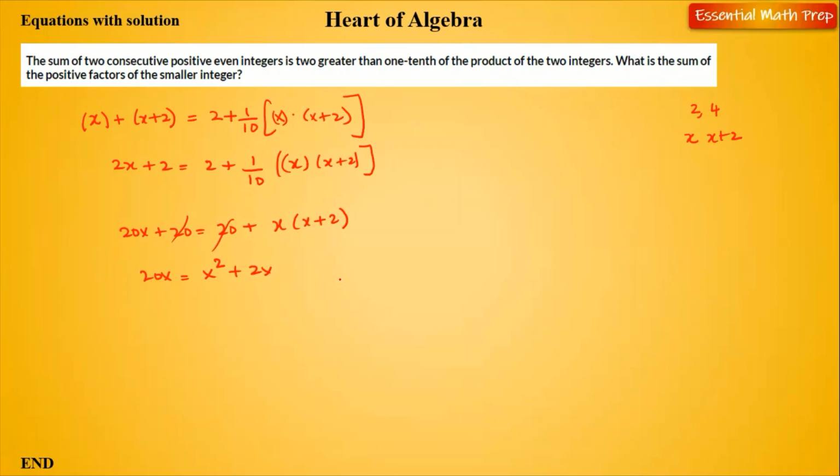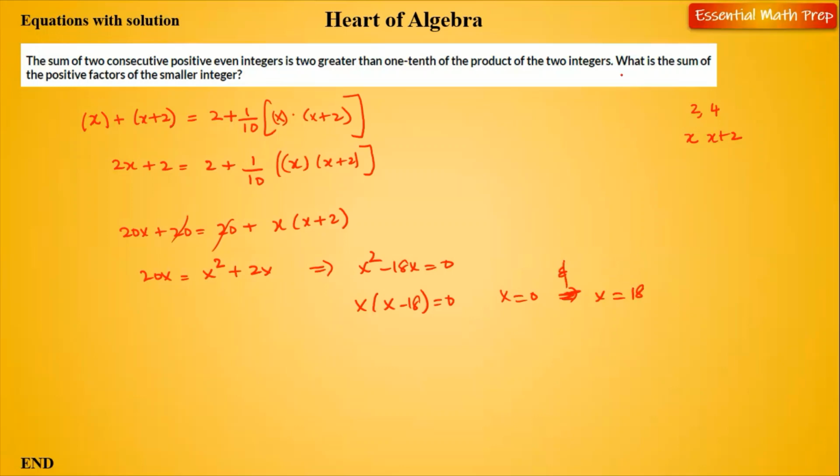Right, and then you can bring it all to one side. So x squared minus 18x equals 0. You take x out of the bracket. Again, I've done similar problems like this on my factoring videos. Please go and check them out. So x equals 0 and x equals 18, right?